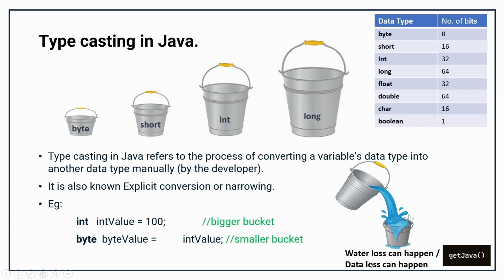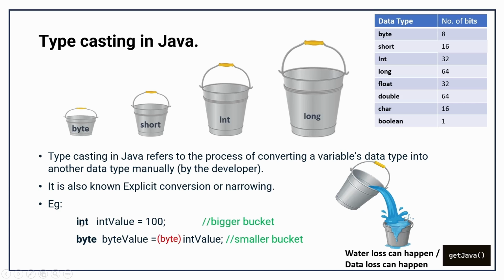So I want to tell my compiler that you don't worry about it. I will take care of the data loss. You just do the conversion. So how can I tell my compiler? To tell my compiler, you just have to mention in brackets the data type in which you want to convert.